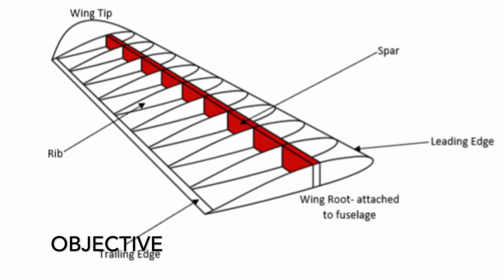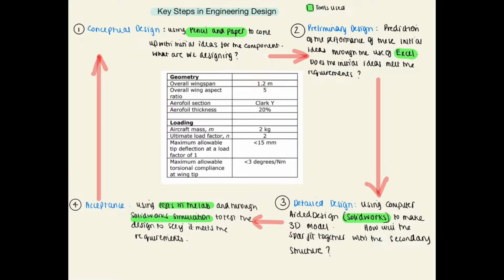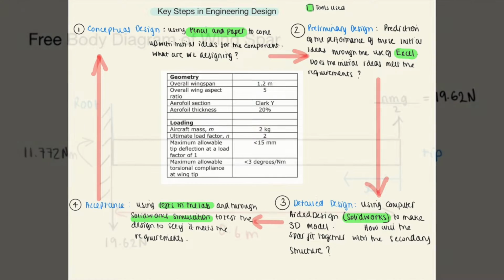A spar is a beam that is placed span-wise in aircraft wings, acting as a skeleton used to support loads carried by the wings through bending and torsion. Our objective was to design, build, and test the wing spar for a simple wing structure to meet structural performance requirements and size constraints, following the key steps in engineering design.